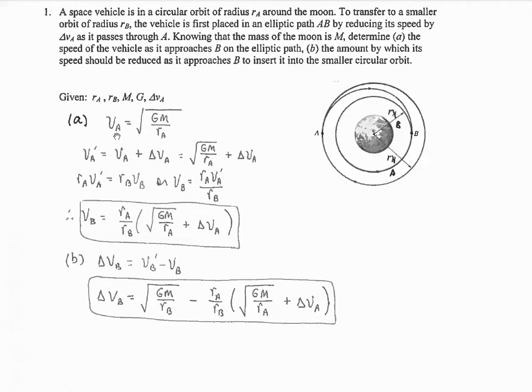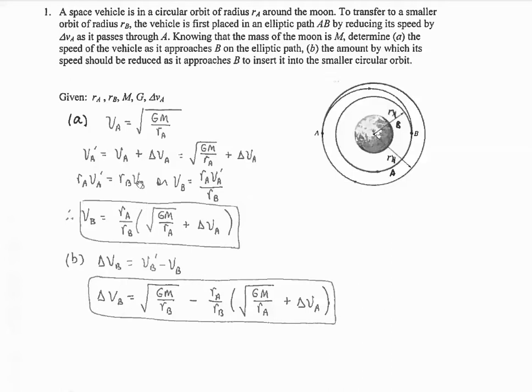We know that the velocity for a circular orbit is given to us in our list of equations that we can use on this test, and so it's the square root of GM over r sub a right there. So v sub a prime, which is the velocity after you've reduced the speed right here to be able to put it into that elliptical path that takes you over to B. So the velocity a prime is going to be equal to the velocity of A plus the change in the velocity of A, okay? So velocity of A is square root of GM over r sub a plus the delta v sub a.